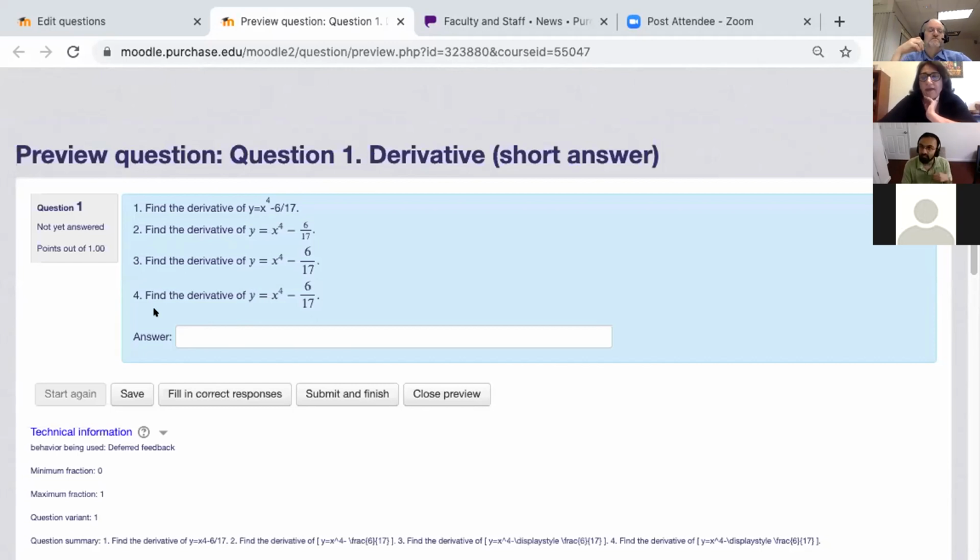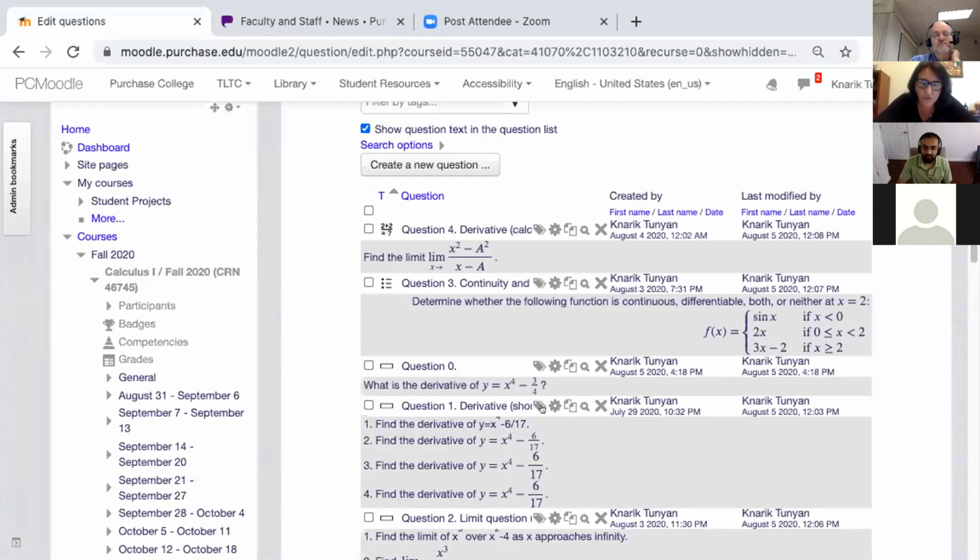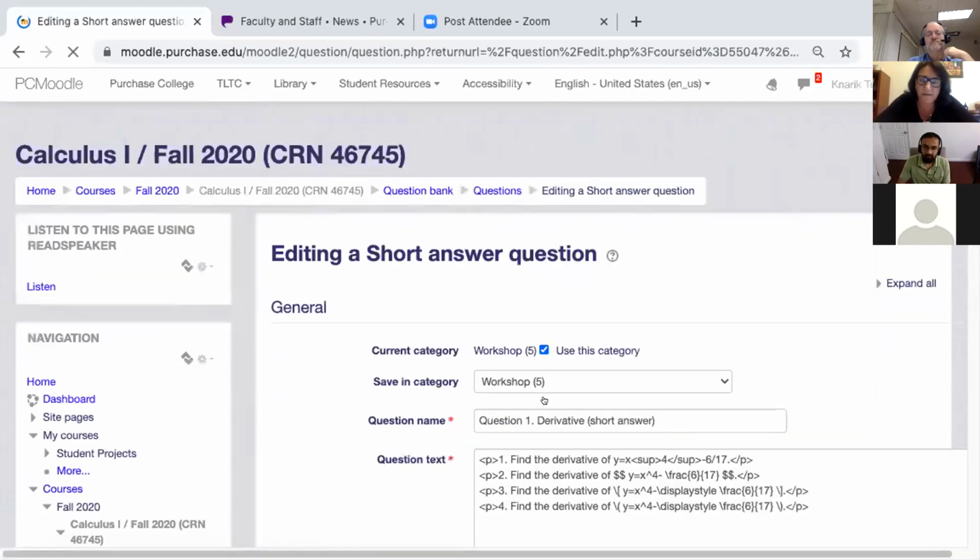When I write math, I always think from the students' perspective. It should be clear for students. They should not, let's say, just see something like 6/17. So I like the 3rd and 4th better. Now I'll go and show what is the difference in typing.